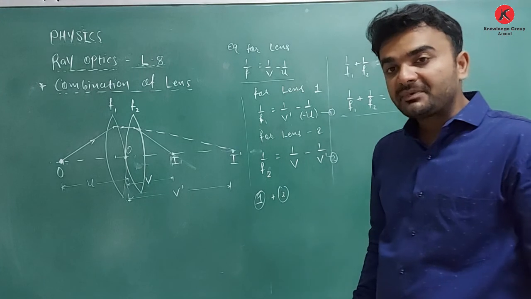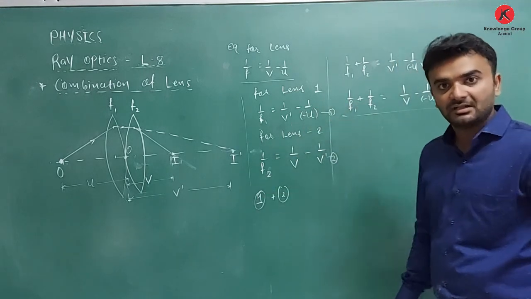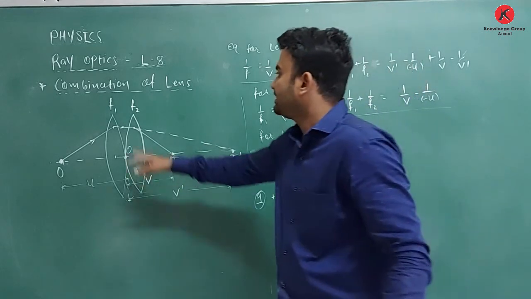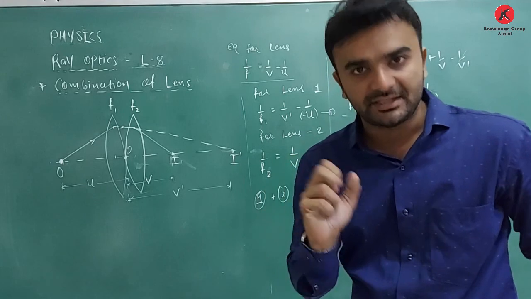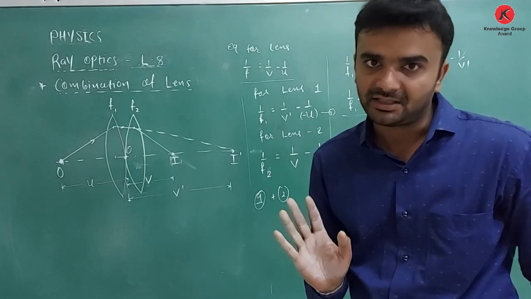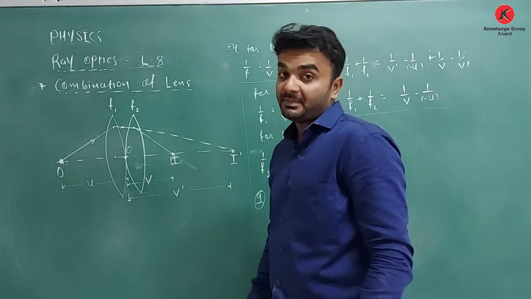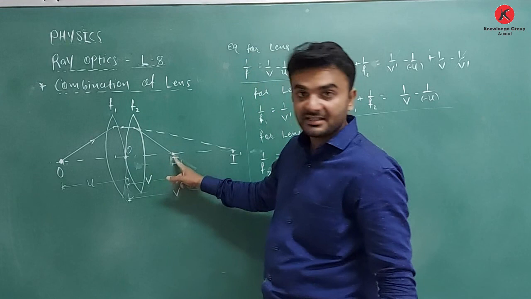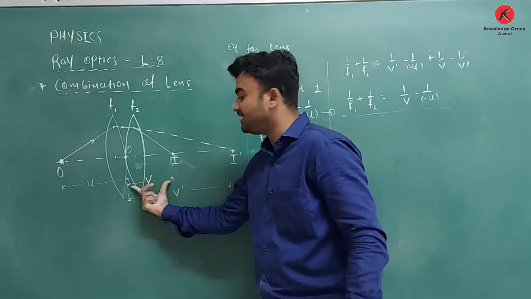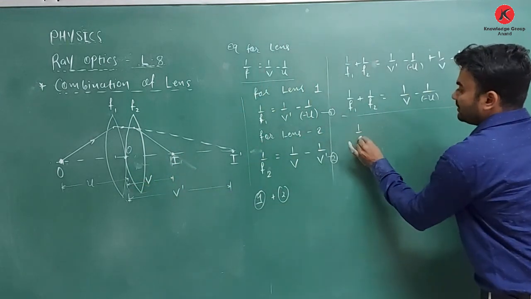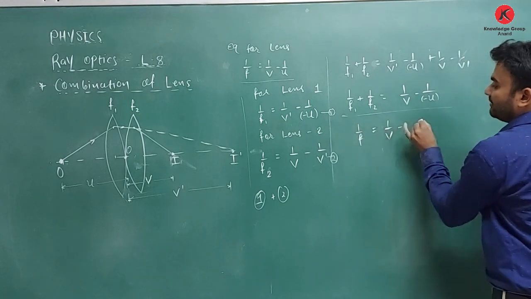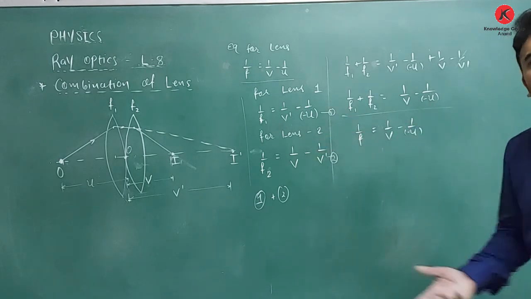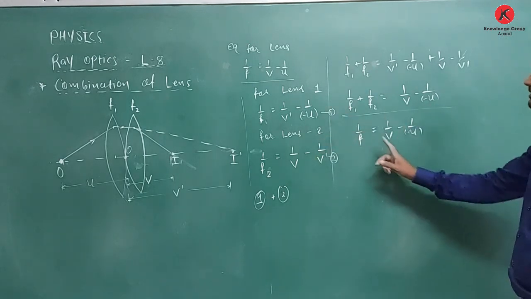We have got this equation, but we do not know the resultant focal length of these two. But we know the object distance is u and the final image is here, so the image distance is v. So we can write 1 upon f is equal to 1 upon v minus 1 upon minus u. It is on that side, so we write minus. So we can write like this.